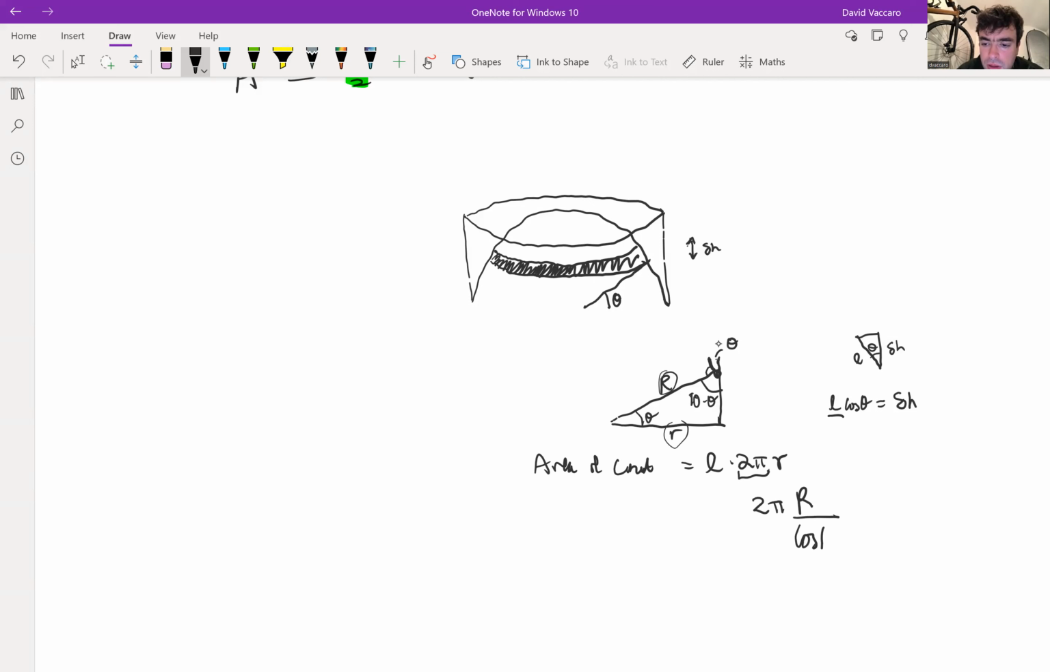But then L is delta H times, sorry, little r is big R cos theta. And then L is delta H over cos theta. The cos thetas cancel. So we get that the area of the crust is 2 pi r delta H.